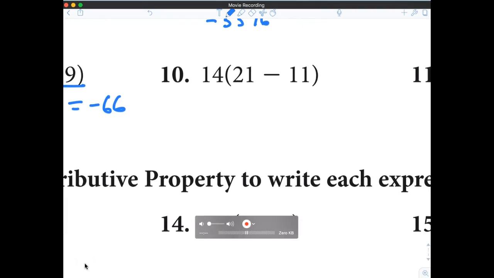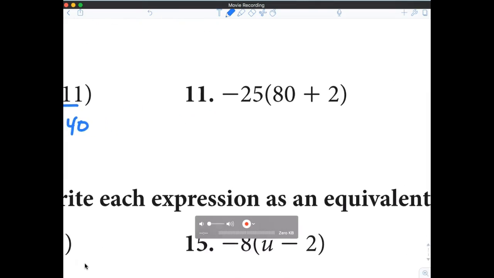Number 10, wow. You should be able to look at that and say, what's 21 minus 11? 10. So 14 times 10. There you go, guys. That's what I'm expecting. 140. Everybody happy? Miles, good? All right. Here we go.